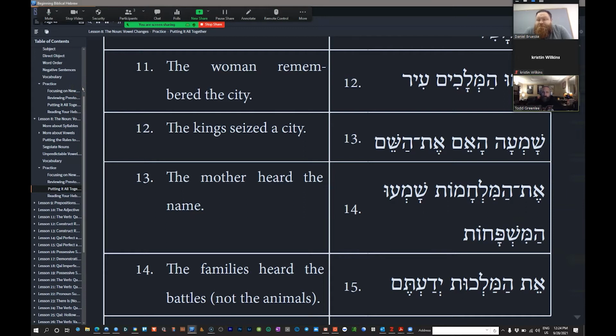No, actually, I had the same question about the word order, and where in the world "animals" came from. Yeah, it's not there. He's just offering it as something else that maybe someone was confused and they thought that the family heard animals. And this sentence is saying, no, they didn't hear animals.